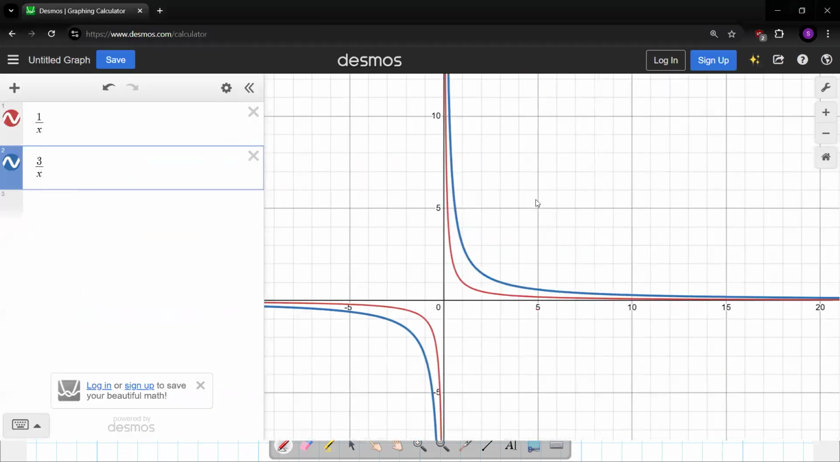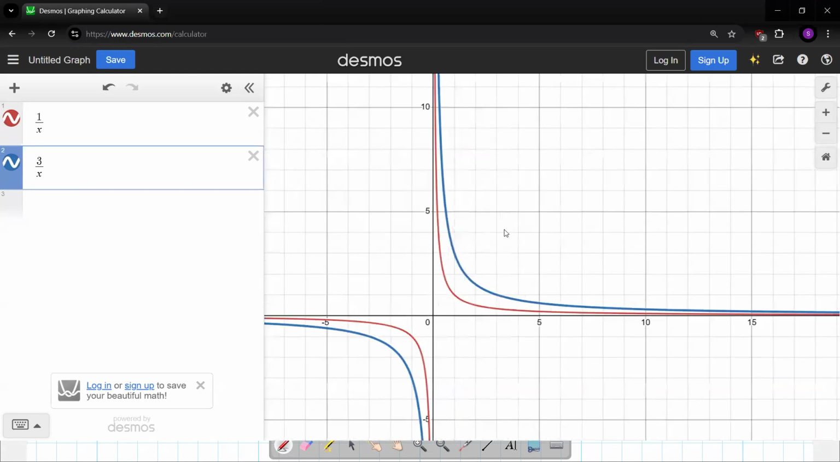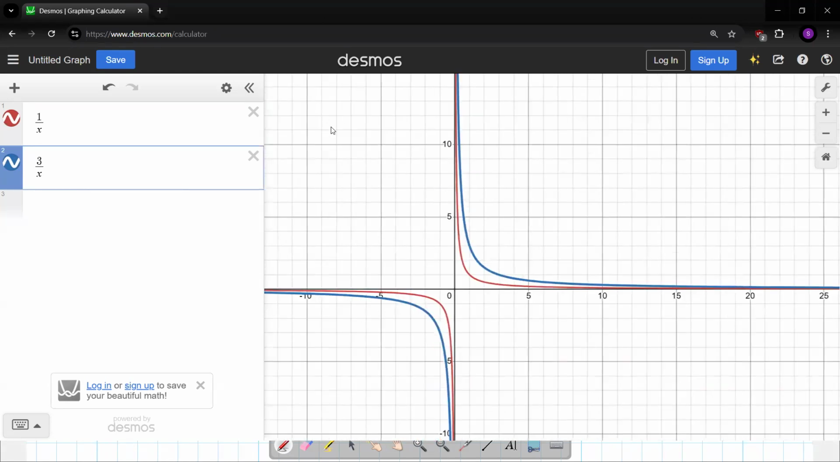What do I mean by that the y values are 3 times as big? So for any x value that you pick, let's say we pick an x value of 5. The red curve is 1 over x. The y value there is 0.2. Okay? At 5, it's about 0.2 on the red curve. But 3 over x, the y value there is 0.6. So every y value is just stretched by a factor of 3. It doesn't change any of the properties of the curve. It doesn't change the domain. It doesn't change the range.